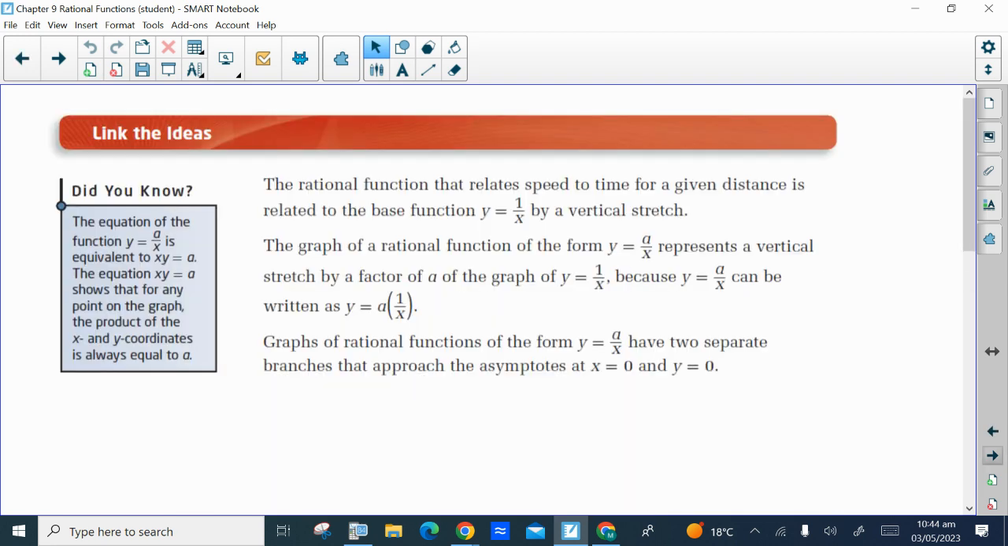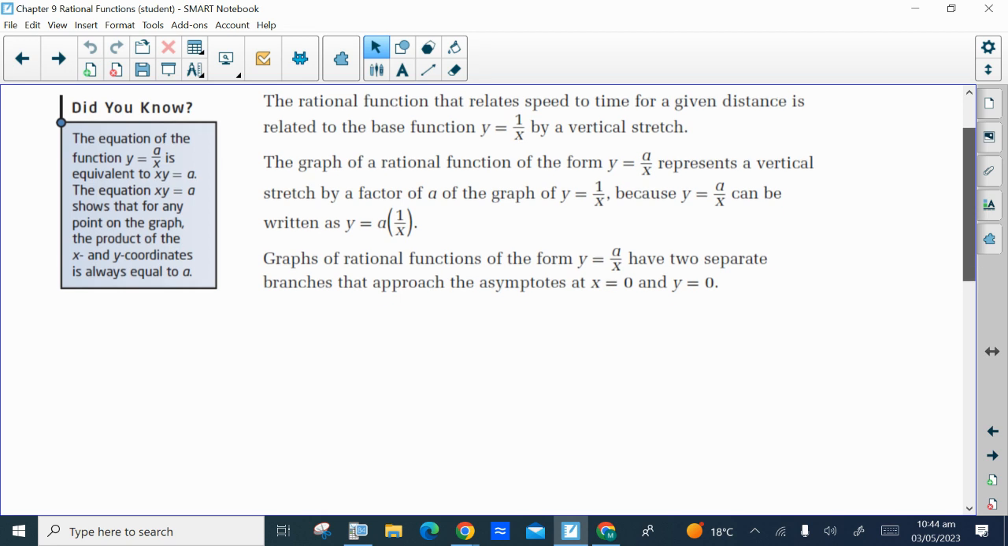So the rational function that relates speed to time for a given distance is related to the base function y equals 1 over x by a vertical stretch. The graph of a rational function in the form y equals a over x represents a vertical stretch by a factor of a of the graph y equals 1 over x, because y equals a over x can be written as y equals a times 1 over x. Graphs of rational functions of this form have two separate branches that approach asymptotes at x equals 0 and y equals 0.